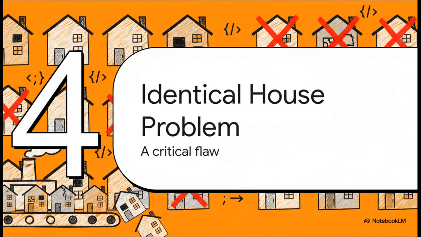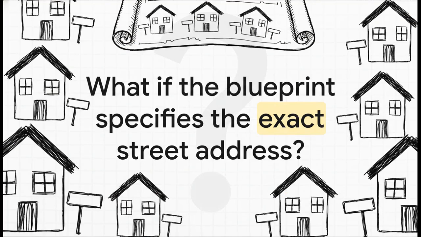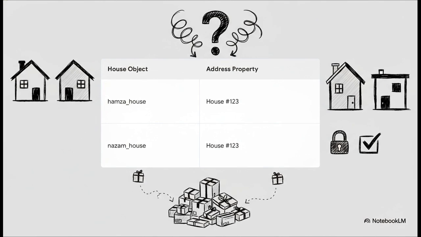But, like in any good story, our plan hits a little snag. There's a big problem with just building 100 identical houses from one really specific plan. Just think about it for a second. What if our blueprint didn't just say, this house has an address, but it said, this house is at house number 123? What happens then? Yeah, you end up with this mess. Every single house we build, Hamza's house, Nazam's house, they all end up with the exact same address. This is total chaos. A package for Nazam could show up at Hamza's door. In the real world, and definitely in our code, this is completely useless.